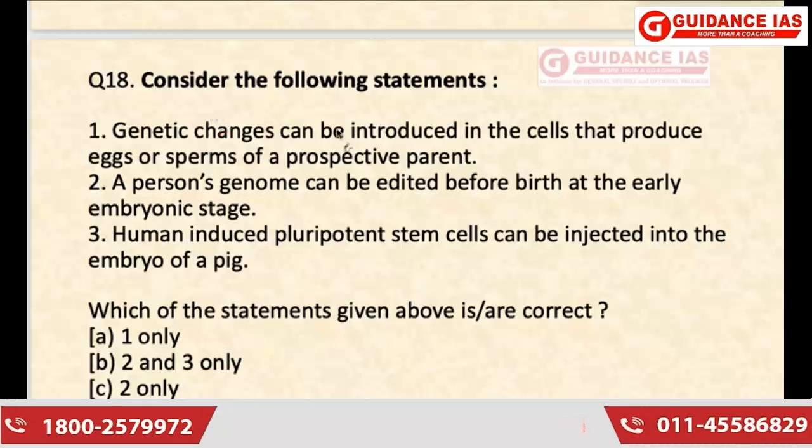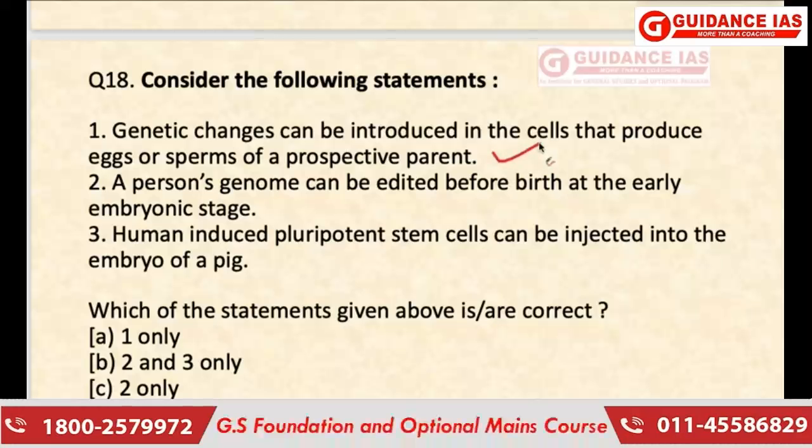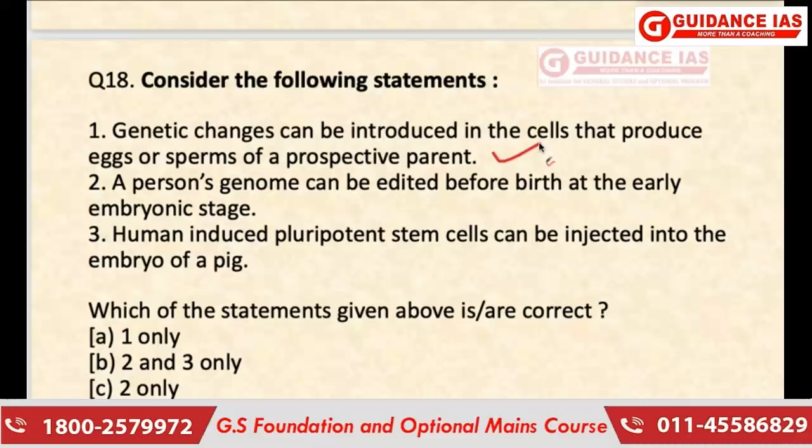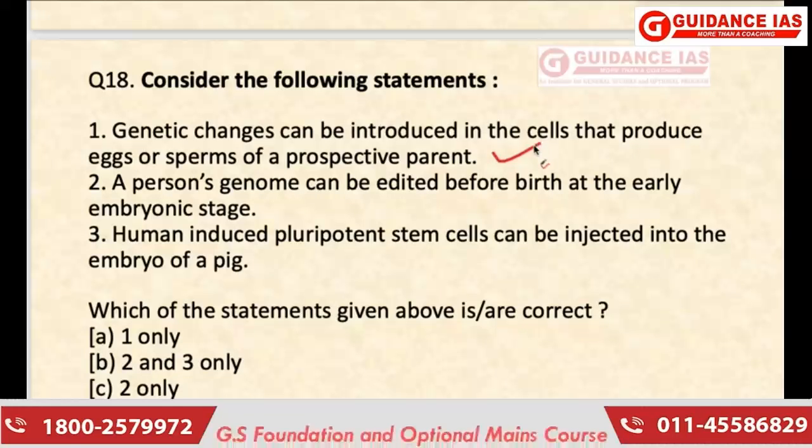First of all, let's start with the first statement only. First statement is saying genetic changes can be introduced into the cell that produce eggs or sperms of the prospective parent. Okay, yes, it can be done. और हम इसको कर कैसे सकते हैं? It can be done using CRISPR technology. CRISPR technology के बारे में UPSC has already asked questions. So CRISPR technology is nothing but just a tool for the gene editing. So basically we can alter the DNA sequence and modify the gene function using the CRISPR technology. So this is the correct statement.